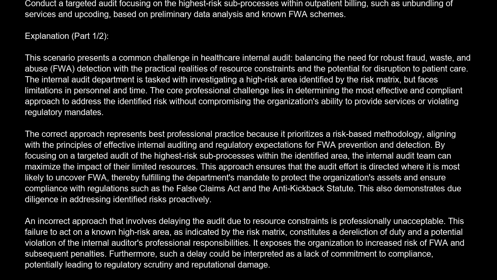An incorrect approach that involves delaying the audit due to resource constraints is professionally unacceptable. This failure to act on a known high-risk area, as indicated by the risk matrix, constitutes a dereliction of duty and a potential violation of the internal auditor's professional responsibilities.